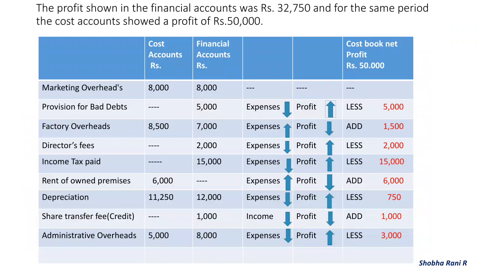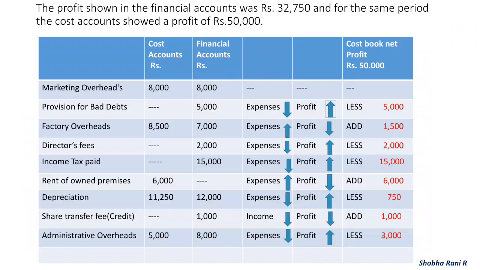The first item given here is marketing overheads. Marketing overheads is an expense, whereas it is recorded in both the books, cost accounts as rupees 8,000 and financial account also it is recorded as 8,000. Hence, not required to reconcile.